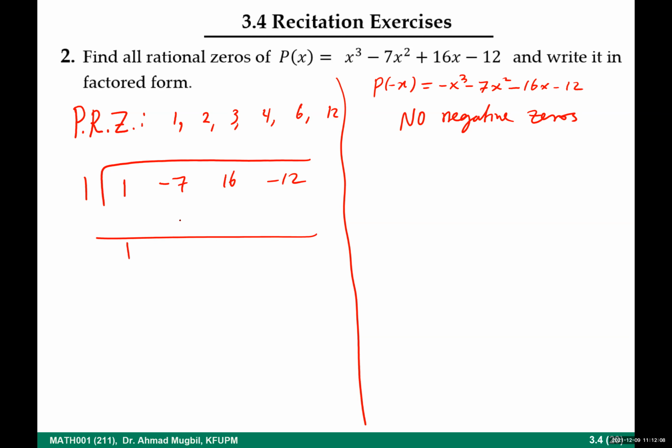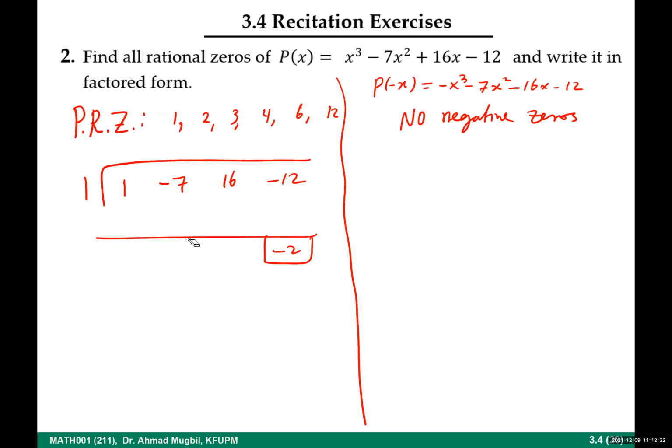Let's try 1 and see what we get. It will be 1, 2 and 3. Of course, we know that it will not work. You can only know at the last step. So here it will be -6. This will be 10. Here the sum will not be 0. It will be -2. So the remainder, if you divide by 1, is -2. If you substitute 1, you will get -2. So it doesn't work.